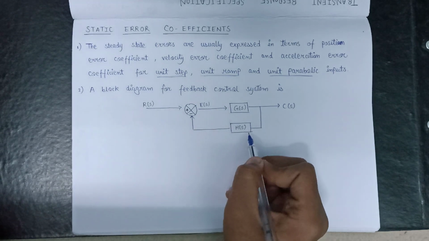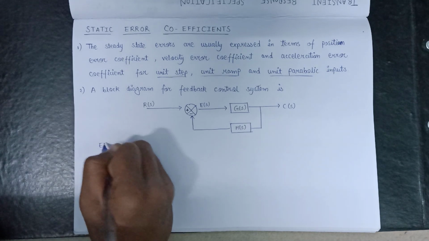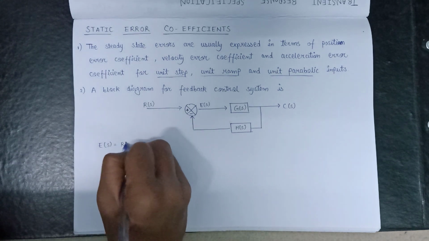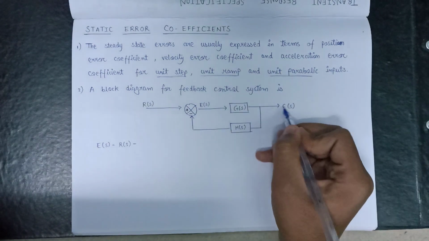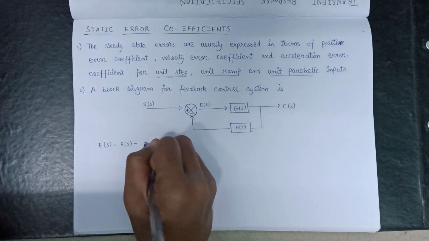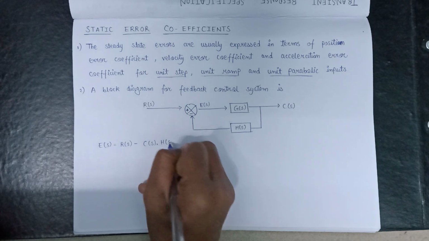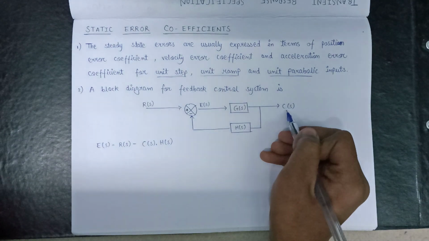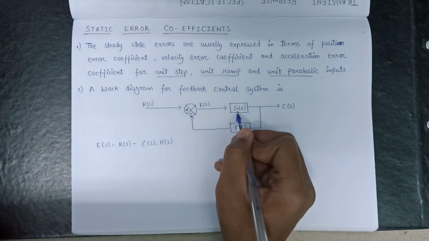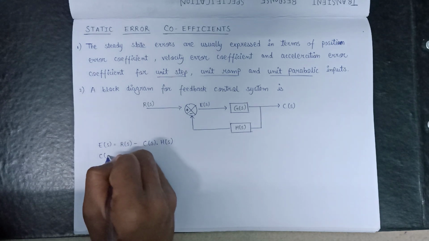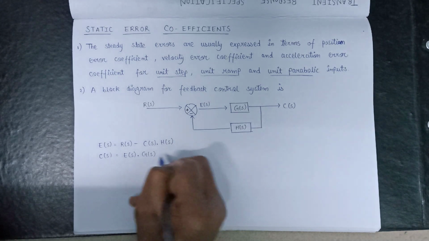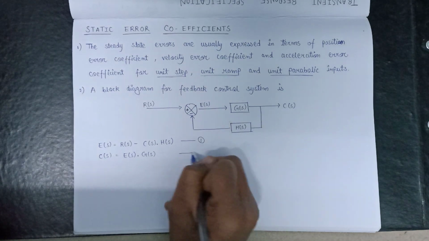From this block diagram we can say that E of S will be equal to R of S, which is the input applied to it, minus C of S multiplied with H of S, that is C of S into H of S. Also, the expression for C of S is nothing but E of S multiplied with G of S. Put it as equation number 1 and equation number 2.